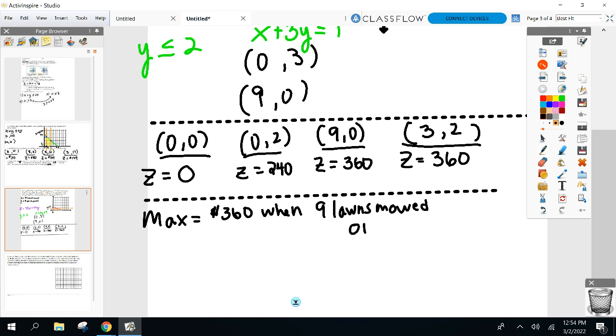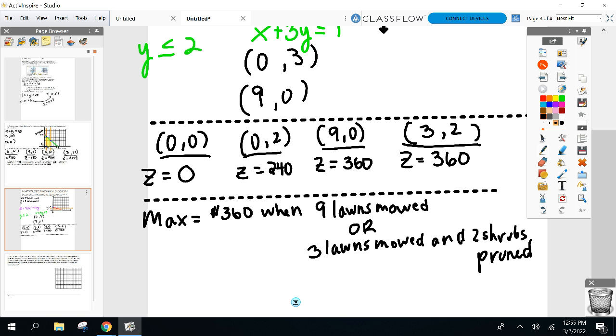Or, if you don't like to mow 9 lawns, you want a little creativity, you can also do 3 lawns mowed and 2 shrubs pruned. I'll put my dollar signs on the wrong side. I do that. Any questions?